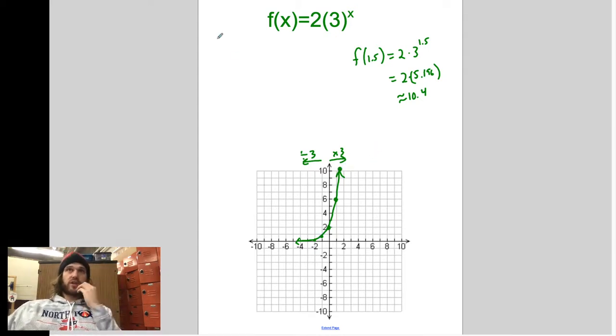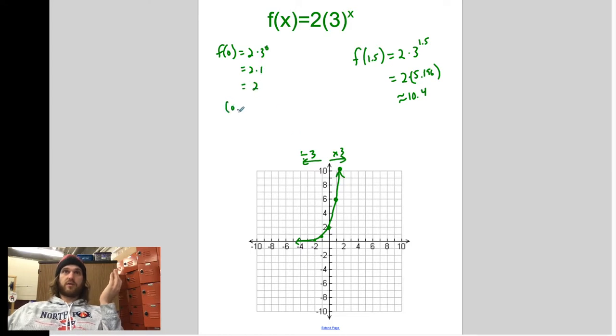Okay, and you can go through and you can check these values if you want. You could plug x equals 0 in, 2 times 3 to the 0, which is 2 times 1, which is 2. Hey, look, that's the point (0, 2) that we just graphed, so on and so forth. And here I have my asymptote coming across.